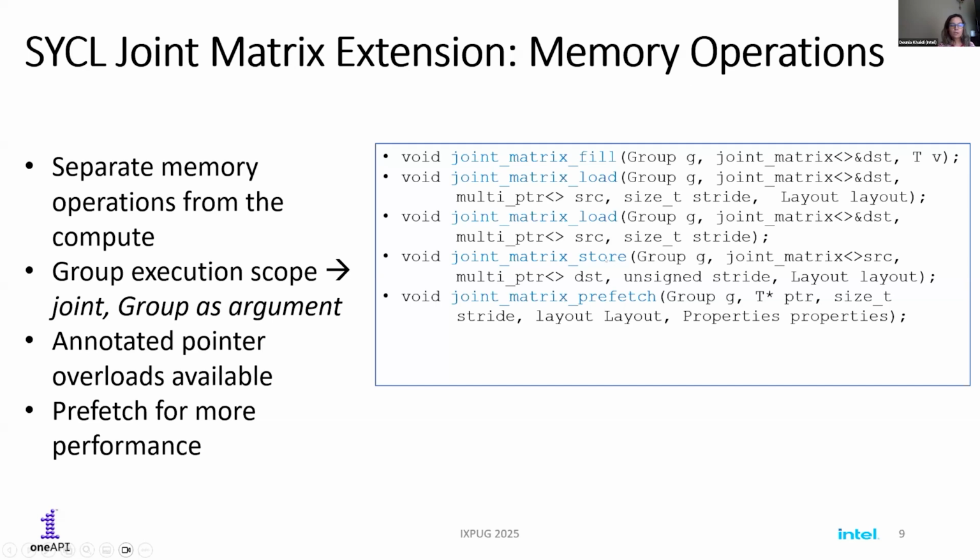Joint matrix store: once you are done with your computations, you store from the joint matrix into the memory. And the prefetch, that's something we added recently, which is important for performance on both BattleMage and PentaVacuum. It helps you prefetch from memory. I have a pointer here to cache, and you specify which level of the cache using the properties.